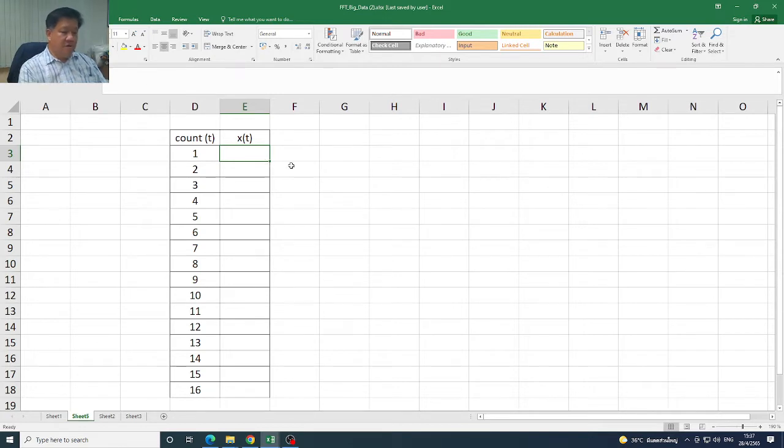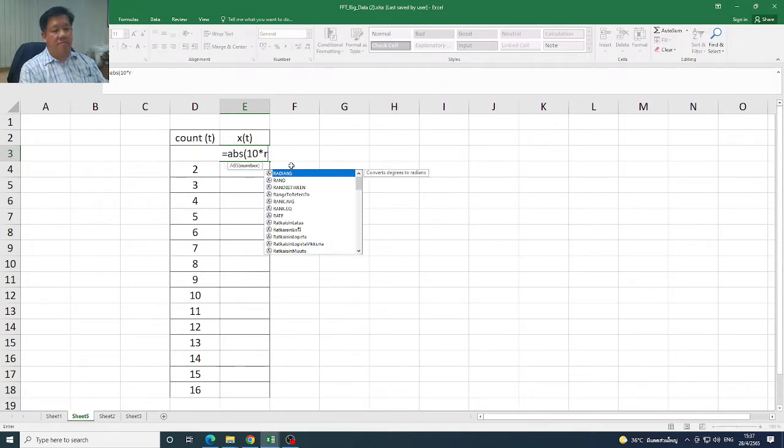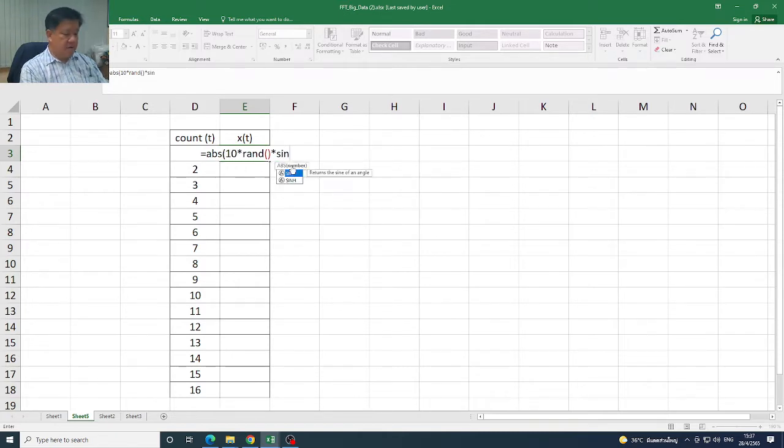But I'm going to randomly generate something down here. Just make sure there is a positive value, and then I'm going to do ten times random, and then multiply by sine over 100 times random, and then multiply by the number d3 here, which is 1 here, and then round the number to have a 3-digit precision.